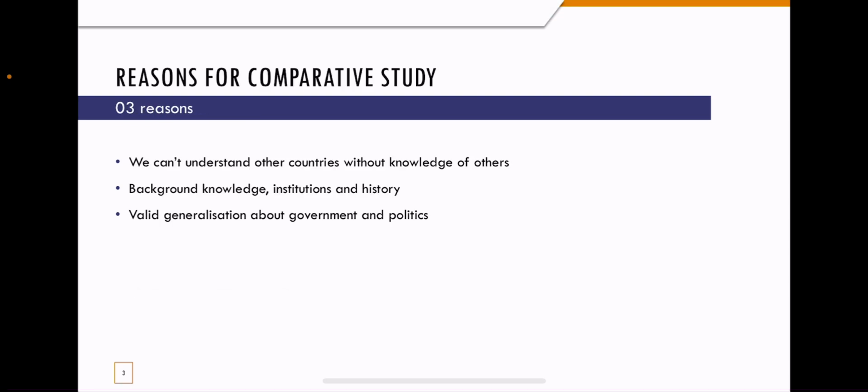So there are three reasons for comparing the studies. Firstly, we cannot understand one country without the knowledge of other countries. Secondly, we cannot understand other countries without the knowledge of their background, their institutions, and their history. And lastly, we cannot arrive at valid generalizations about government and politics without the comparative method. So, comparison has been viewed as a basic function of political science and a reliable strategy of research.